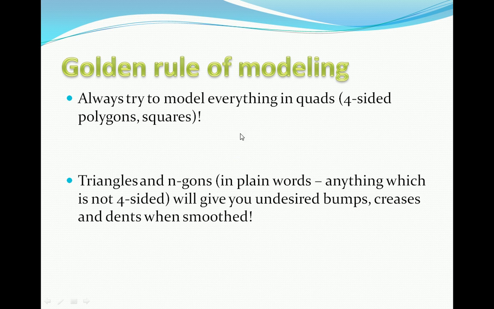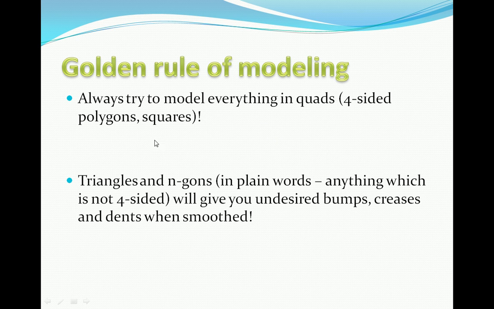And I couldn't end up this presentation without mentioning the golden rule of modeling. Basically, it sounds a little bit like this. So you should always try to model everything in quads. A quad being a 4-sided polygon or a square.